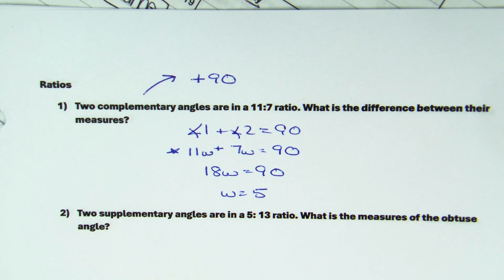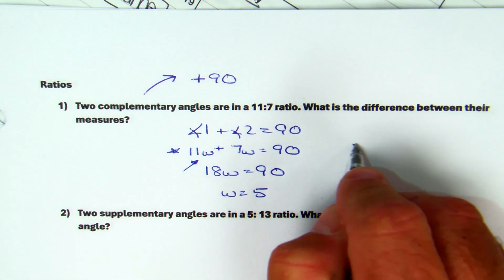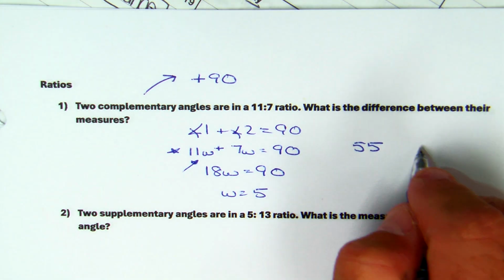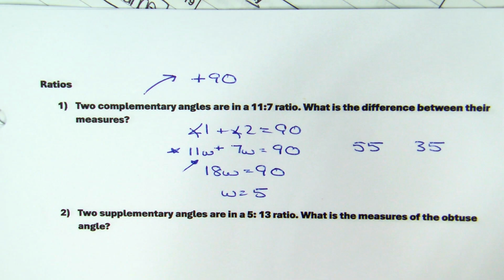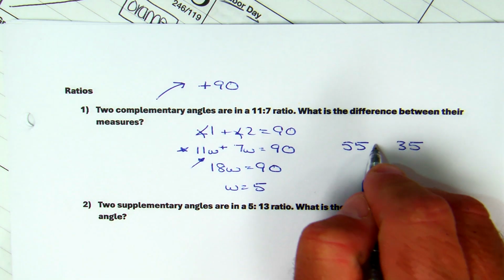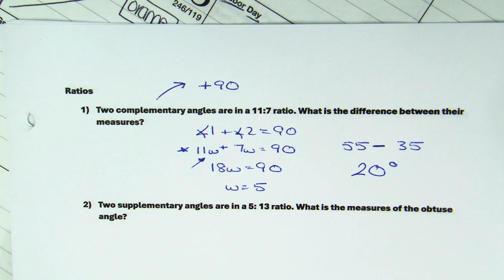Good? Now, what do you need to do? Plug it back in. So if I plug it into the W there, I get 11 times 5, which is 55. 7 times 5, which is 35, and now I have to measure the angles. Again, showing knowledge. If you do all that and don't get the right answer, that's because you didn't read the directions. What is the difference between their measures? What is the last thing I have to do? Subtract. So 20 degrees. So there you go.